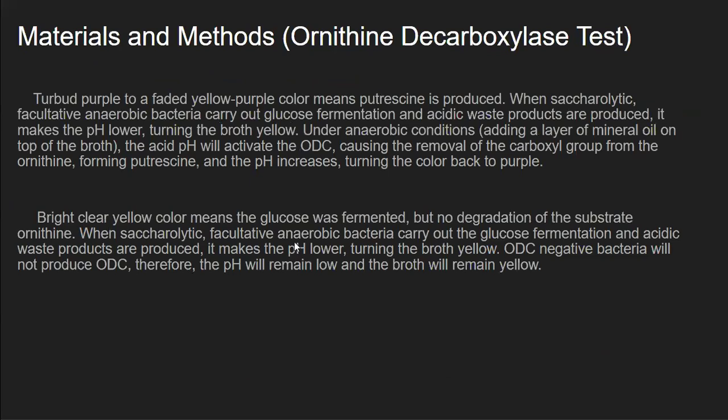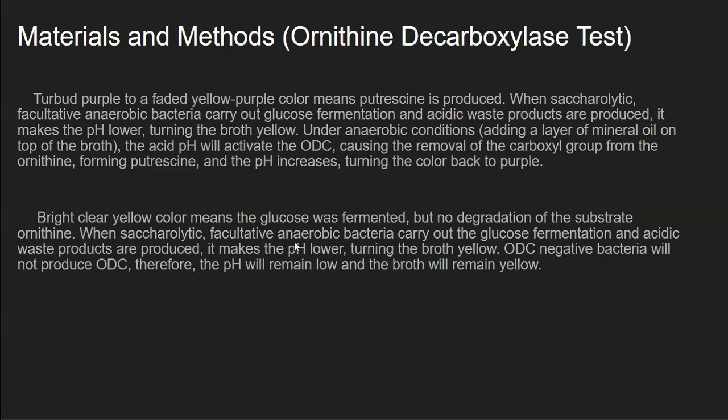A turbid purple to a faded yellow-purple color means putrescine is produced. When saccharolytic facultative anaerobic bacteria carry out glucose fermentation and acidic waste products are produced, it makes the pH lower, turning the broth yellow. Under anaerobic conditions, adding a layer of mineral oil on the top of the broth, the acid pH will activate the ODC, causing the removal of the carboxyl group from the ornithine, forming putrescine, and the pH increases, turning the color back to purple.